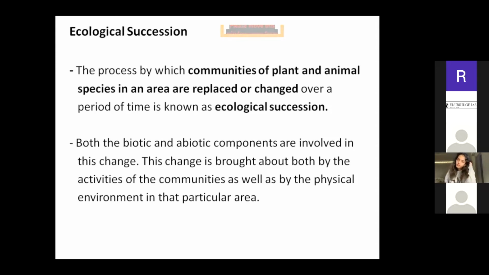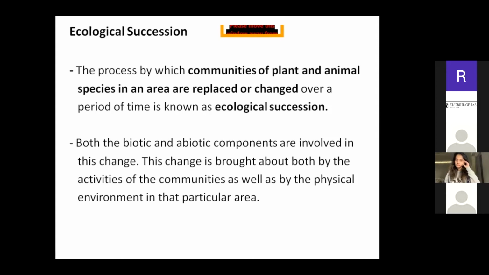Right. So this process in which biotic components are changed or replaced over a period of time is called ecological succession. Fine. And ecological succession can occur because of natural processes, or even because of man-made or artificial processes also. Fine. So let us read point number 2.